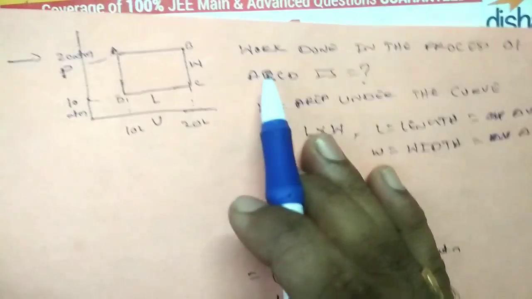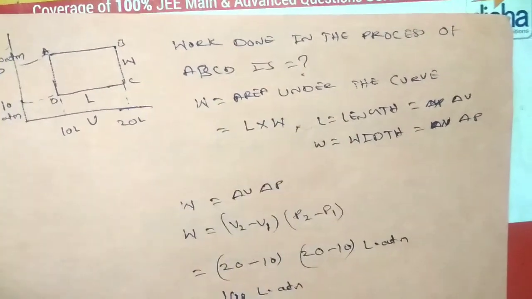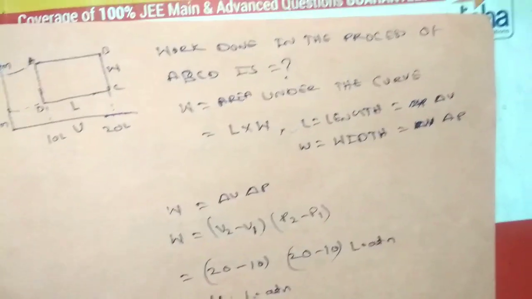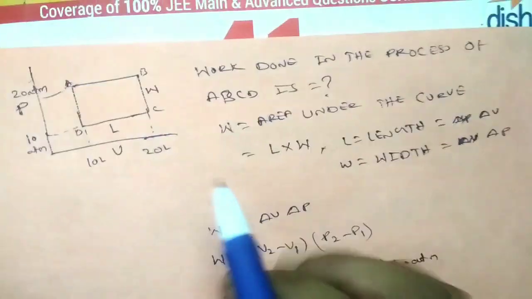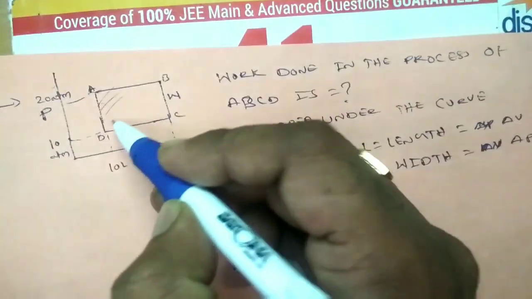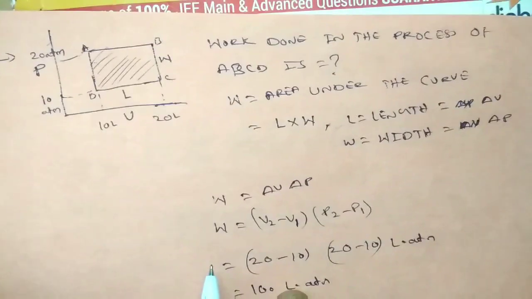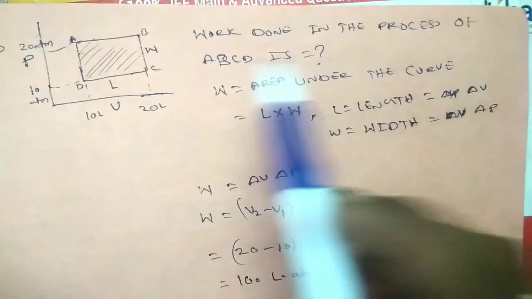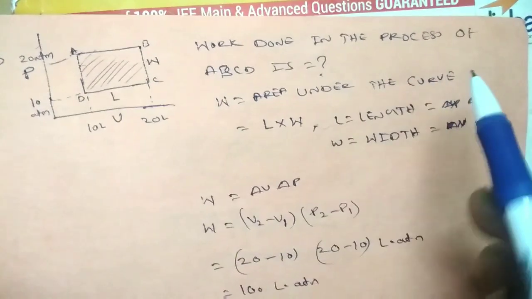Now how to calculate work done? Work we have already calculated in the previous problem. In that numerical, the curves are given, and the area under the curve represents work done, isn't it? Here also the square is there, so the area of the square represents work done. So work done equals area under the curve.